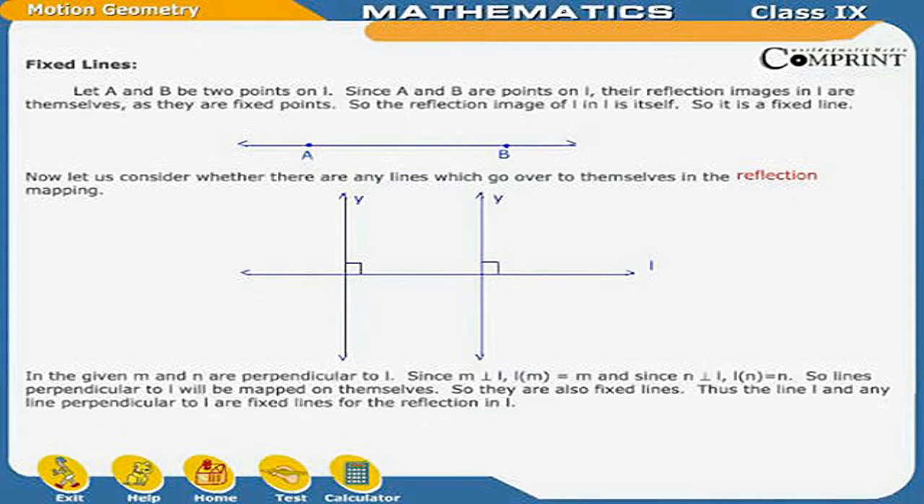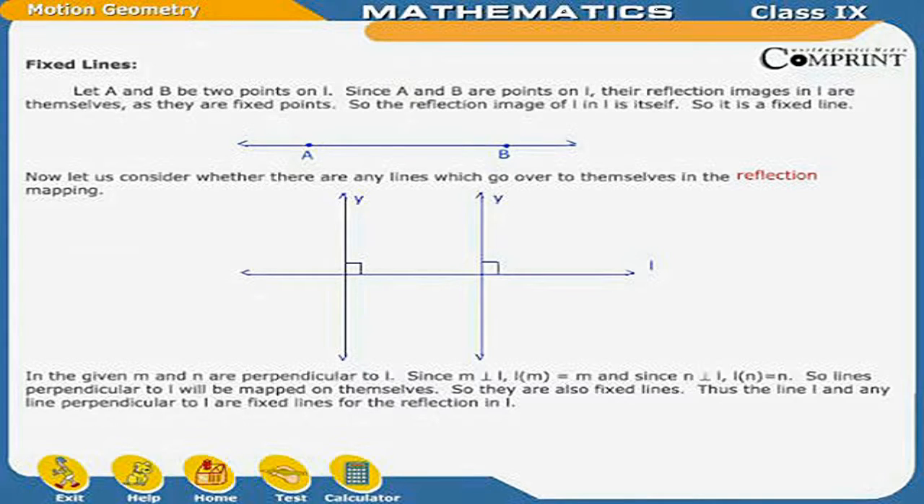Fixed lines. Let A and B be 2 points on L. Since A and B are points on L, their reflection images in L are themselves, as they are fixed points. So, the reflection image of L in L is itself. So, it is a fixed line.